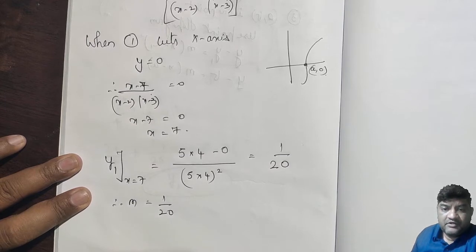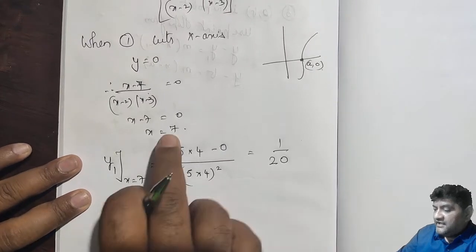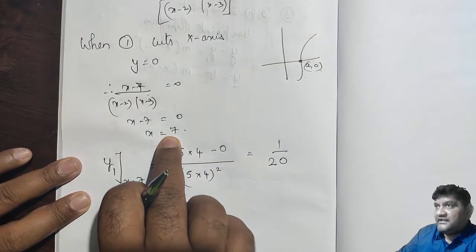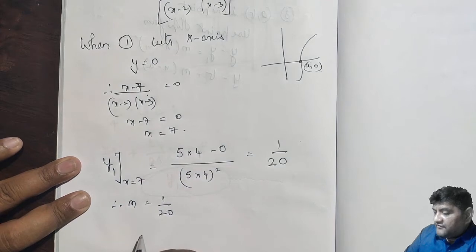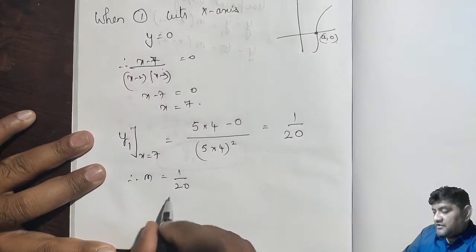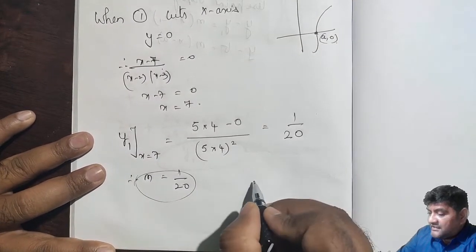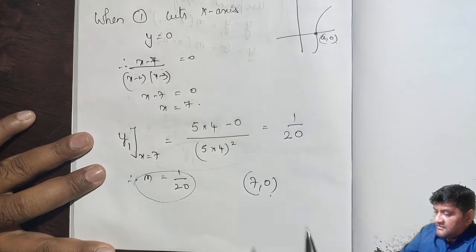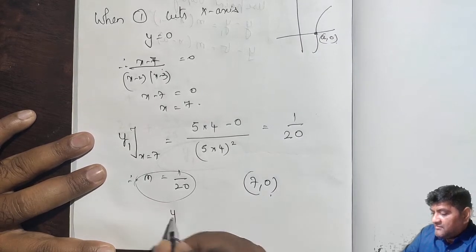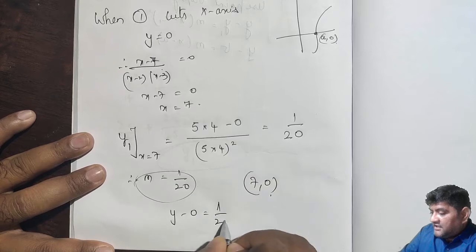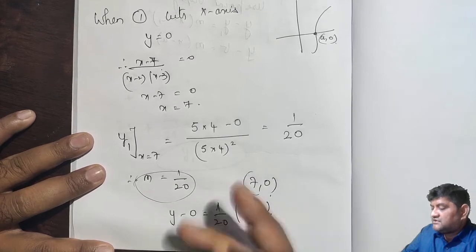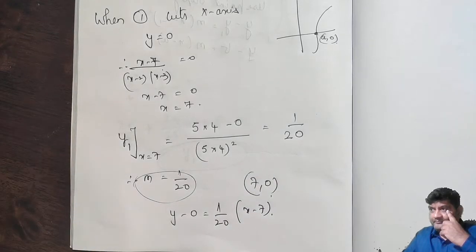Now what do you do? Well, he is asking for the equation of the tangent. You know the x coordinate, you also know the y coordinate. The y coordinate is simply 0. Therefore, the equation of the tangent with this slope and the coordinates (7, 0) is simply y minus y1 is equal to m into x minus x1. You solve this and you get the answer, and you're done with it.